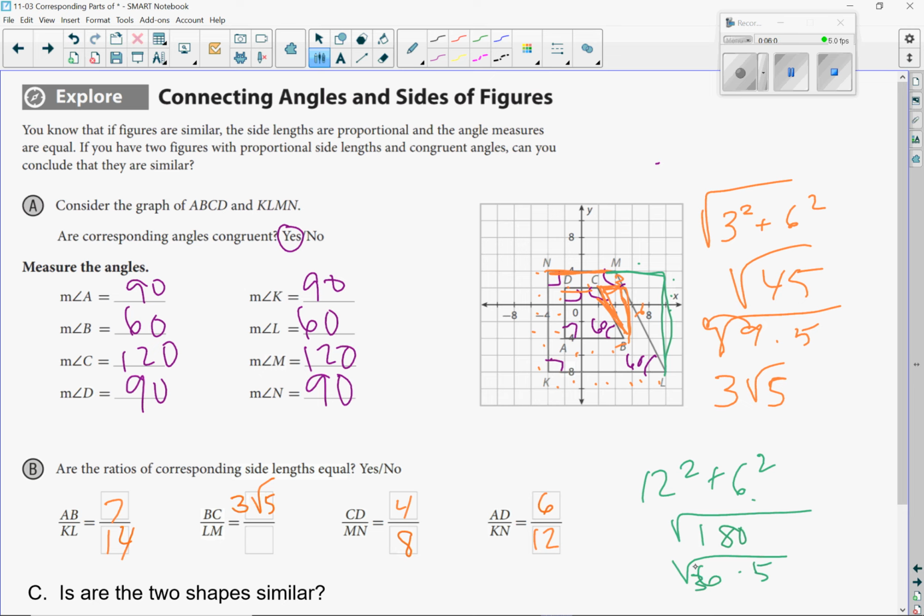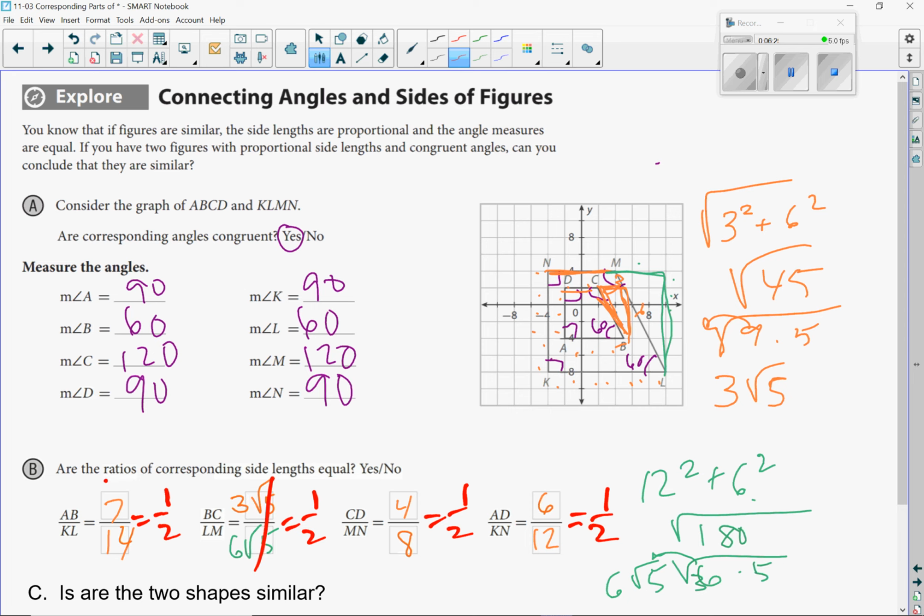The 36 comes out as a 6, so I get 6 square roots of 5. That's the length of LM. Now, all these fractions were reduced, so you can probably tell what they reduced to. This reduces to 1 half. The square roots of 5 cancel out, so that's really just 3 over 6, which is 1 half. 4 over 8 is 1 half. 6 over 12 is 1 half.